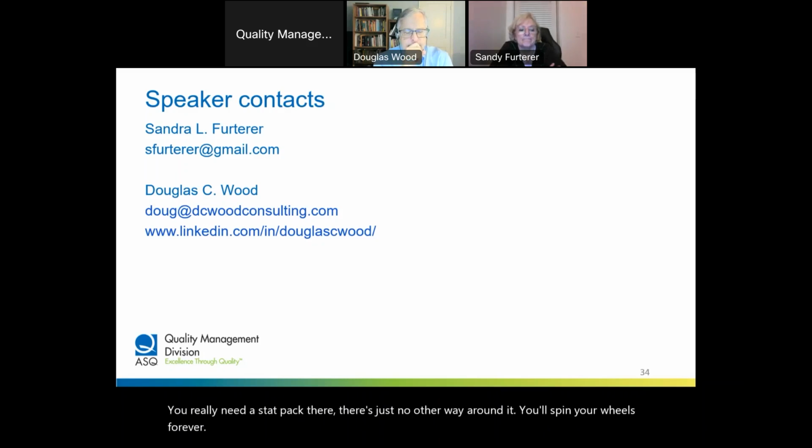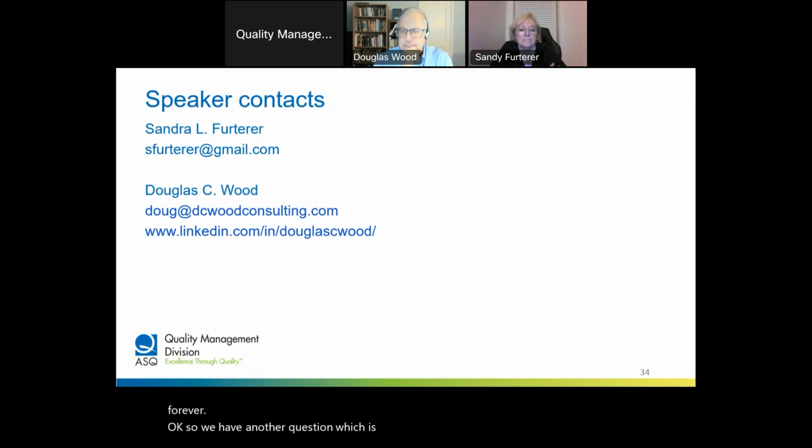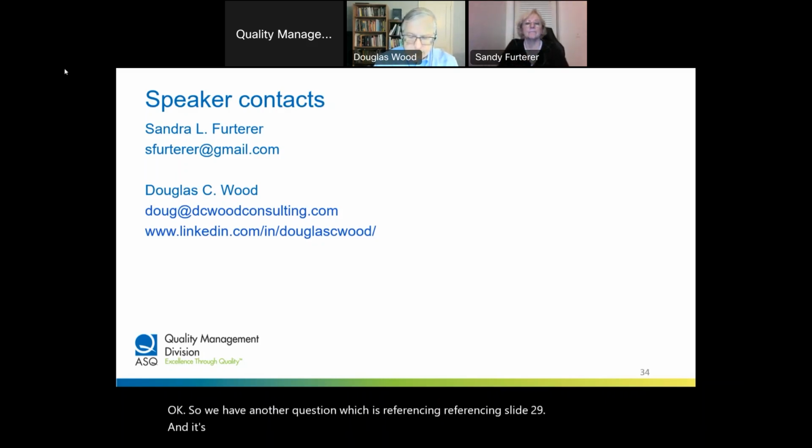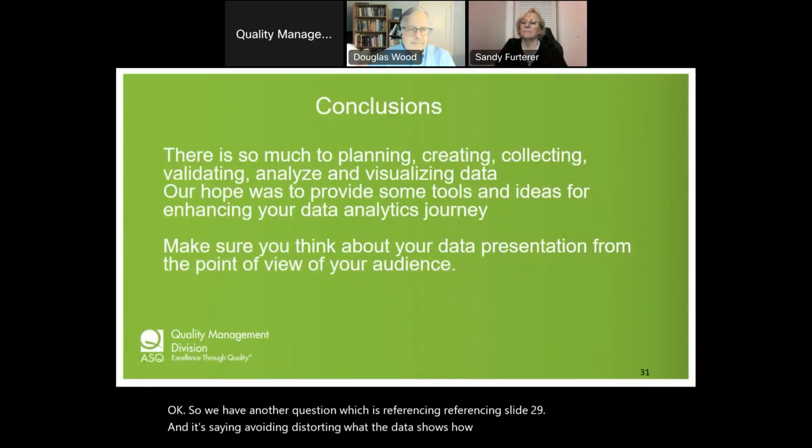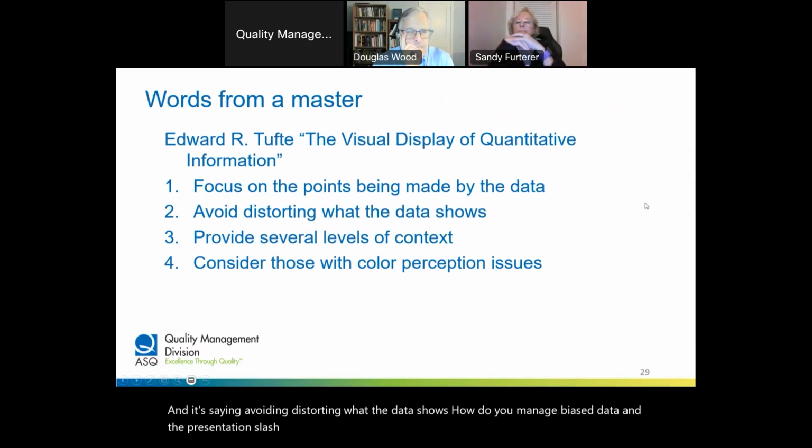Okay. So we have another question, which is referencing slide 29. It's saying, avoiding distorting what the data shows. How do you manage biased data and the presentation or story influencing interpretation? For example, Darrell Huff wrote a book on how to lie with statistics. How do we manage when data collection goes too far?